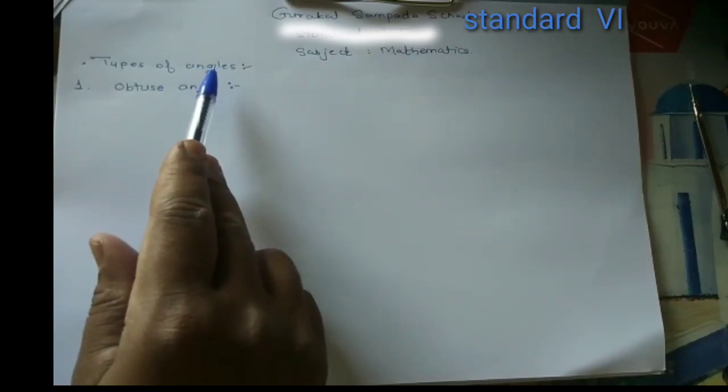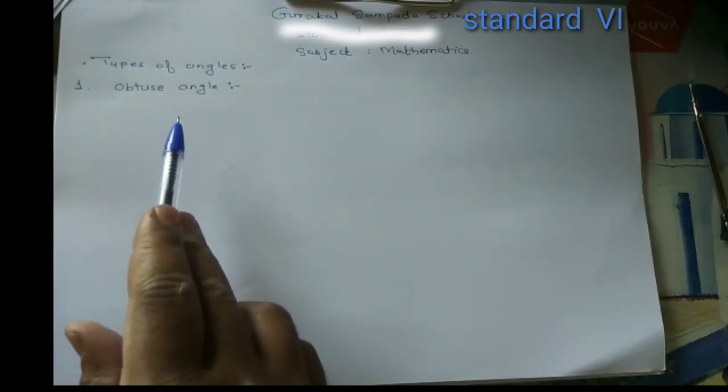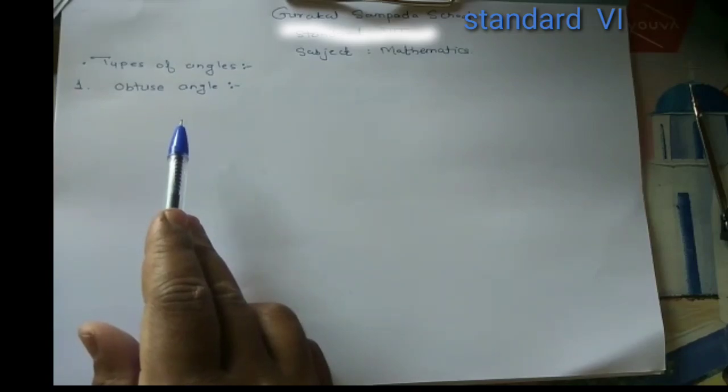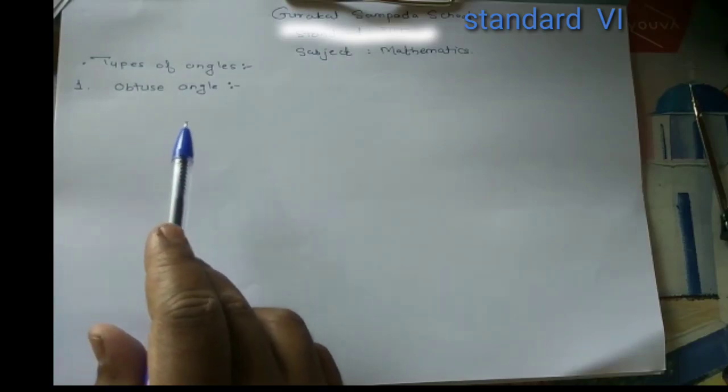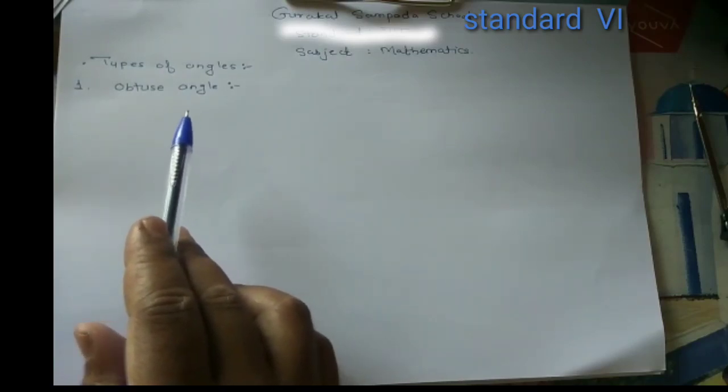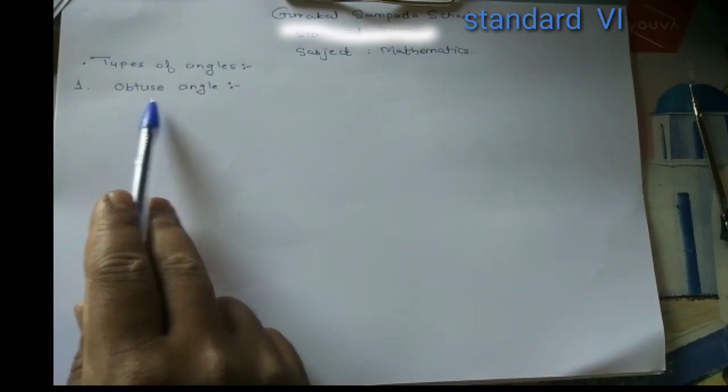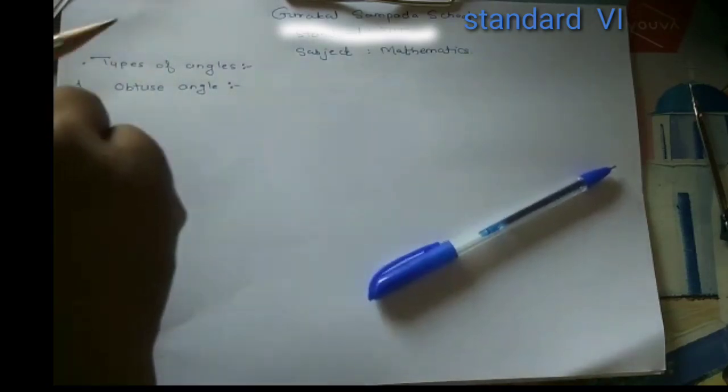In the previous lecture we already studied the zero angle, the acute angle, and the right angle. Now, in this lecture, first we are going to study the obtuse angle. So what is an obtuse angle?